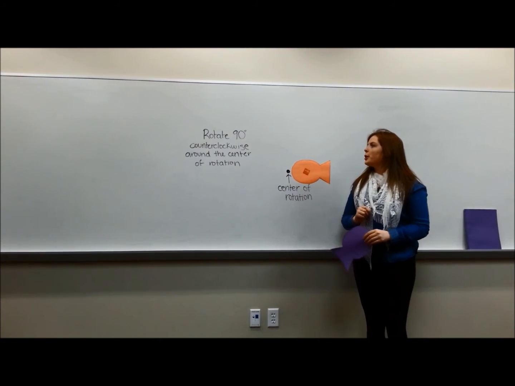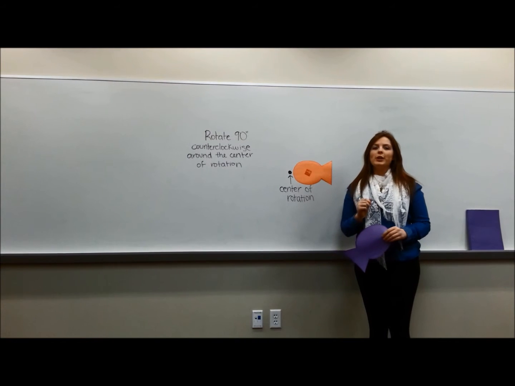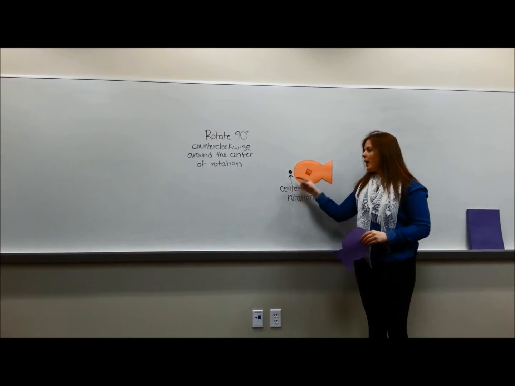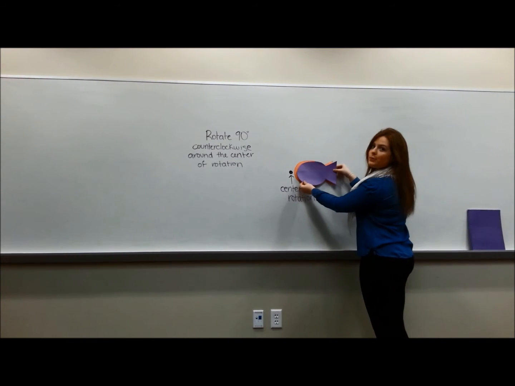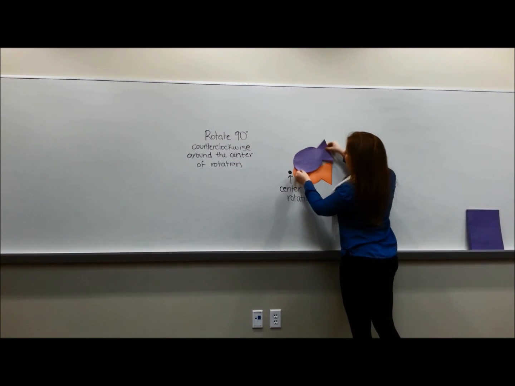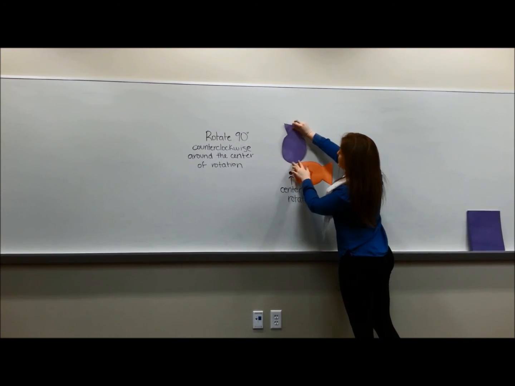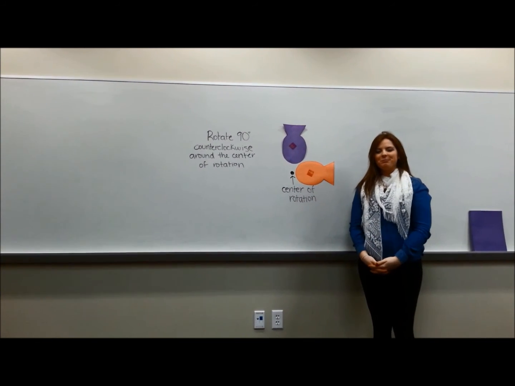For this problem, we are going to rotate our image 90 degrees counterclockwise around the center of rotation. So we're going to take the image and then just turn it a full 90 degrees and mark our rotation.